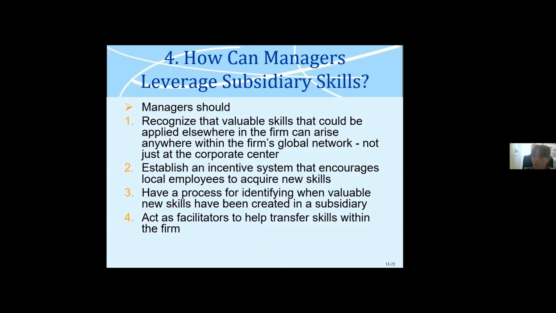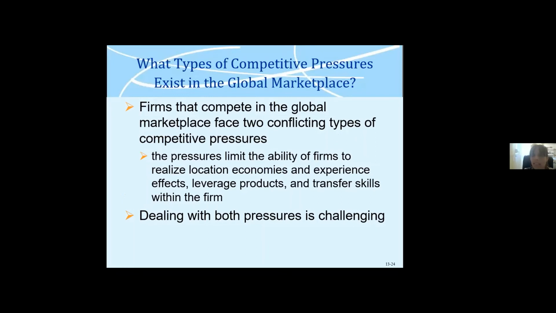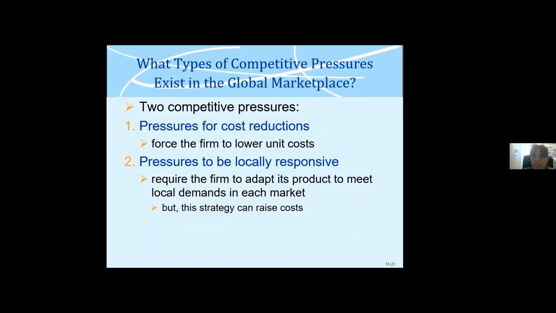within a specific firm. Another issue to discuss is what types of competitive pressures exist in the global marketplace. This is an important issue because when firms compete in the global marketplace, they typically face two types of competitive pressures that affect their ability to realize location economies and experience effects, and to leverage products and transfer competencies and skills within the enterprise. Most of the firms that operate globally face pressure for cost reduction and pressure to be locally responsive. These competitive pressures place conflicting demands on a firm.